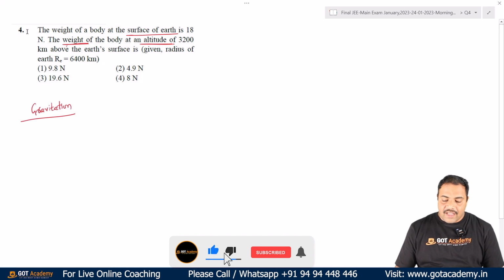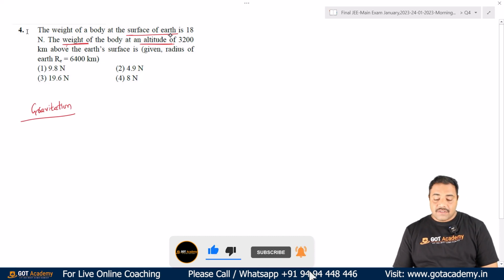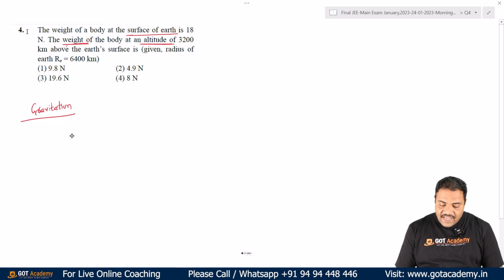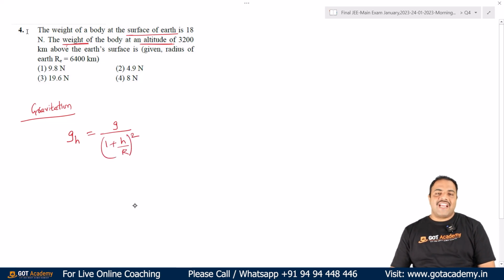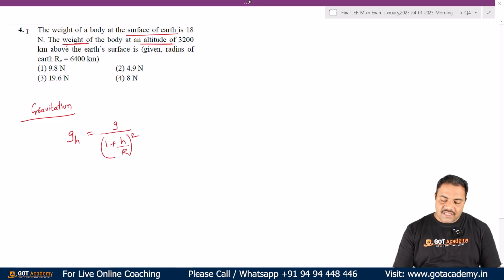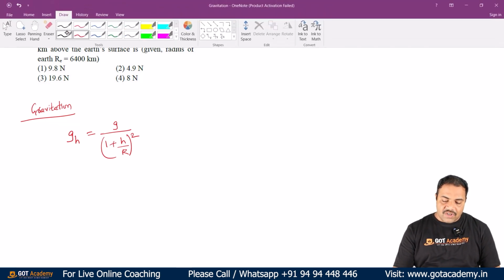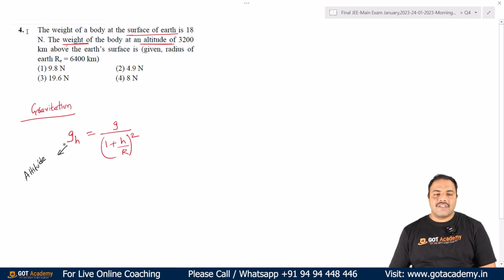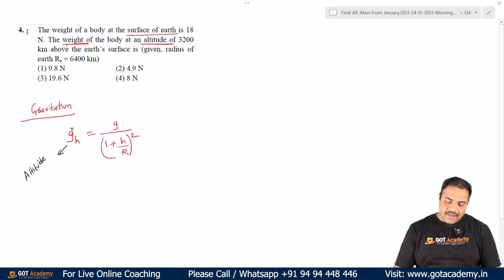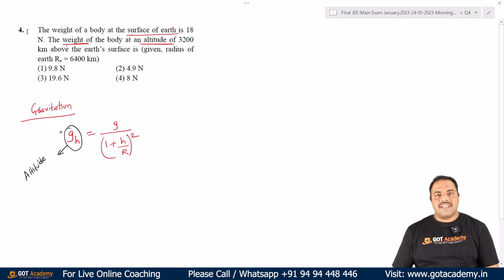Gravitation. Okay. So altitude is nothing but some height. What we have studied here is that g_h is equal to g by (1 plus h by R) whole square. So what does this formula mean? g_h stands for g at some height h. This is what we used to call altitude. So this g stands for acceleration due to gravity at some height, which is nothing but altitude.